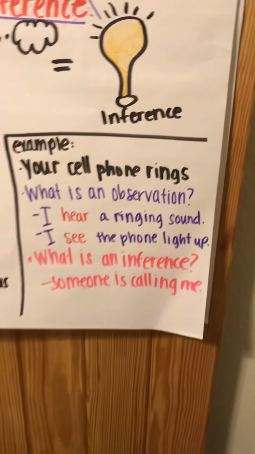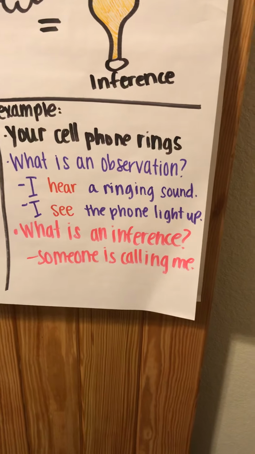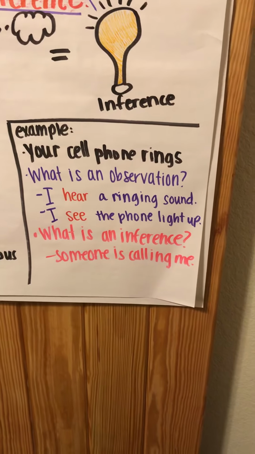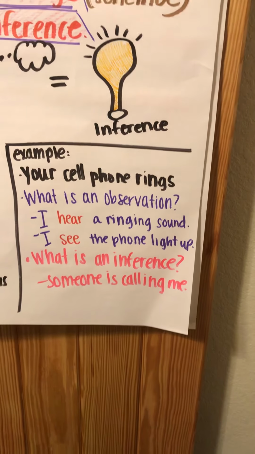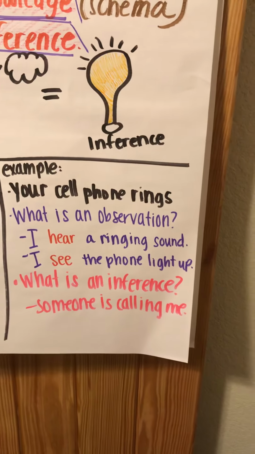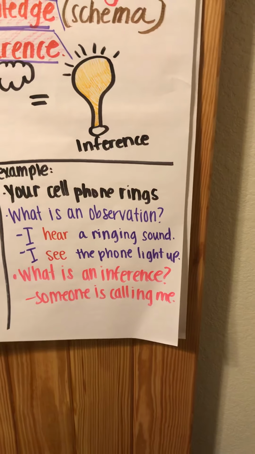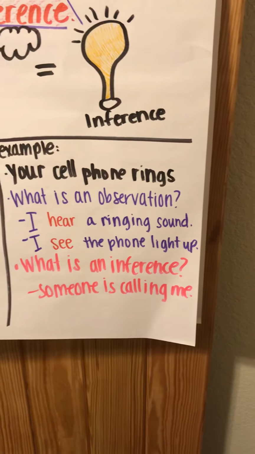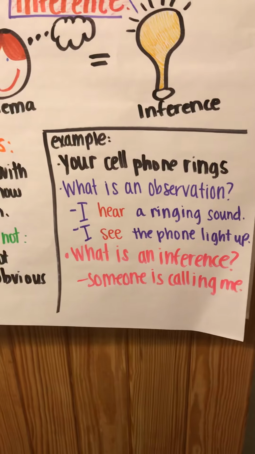So you're going to make your own one of these, and then you're also going to read for 30 minutes and make an inference about what will happen next, and you're going to write that inference down in like 3 to 5 sentences.